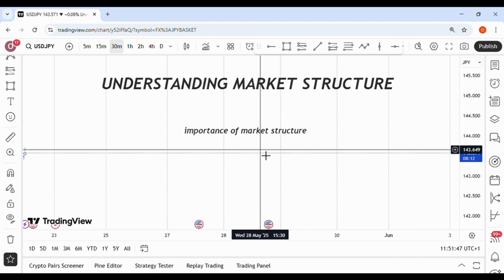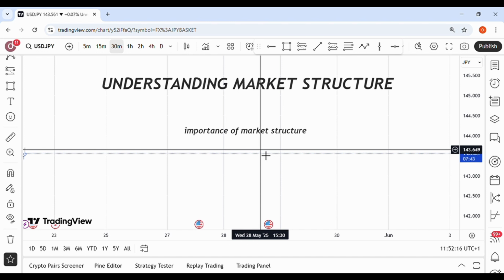Okay, now let's start with the importance of market structure. Market structure serves as a guide that helps market participants to understand the behavior and the direction of order flow in order to make informed trading decisions. As easy as that. So now, what is market structure?